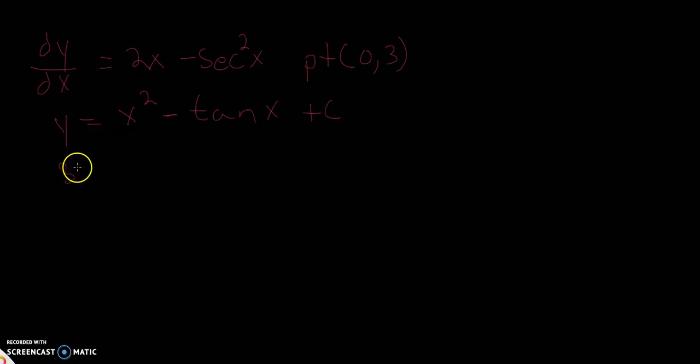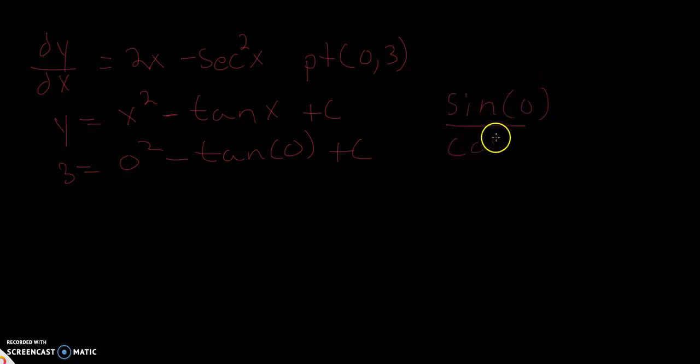Now we have to solve this. We get 3 equals 0 squared minus tangent of 0 plus c. Some of you might ask, what's tangent of 0? Well, that's sine over cosine. Sine of 0 is 0, cosine of 0 is 1. So it's 0 over 1, which happens to be just 0. Let me prove it right here: sine of 0 over cosine of 0 equals 0 over 1. So that's 0. That's what tangent of 0 is. So now c equals 3.